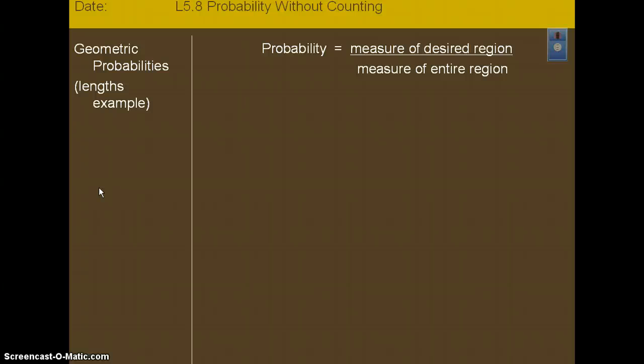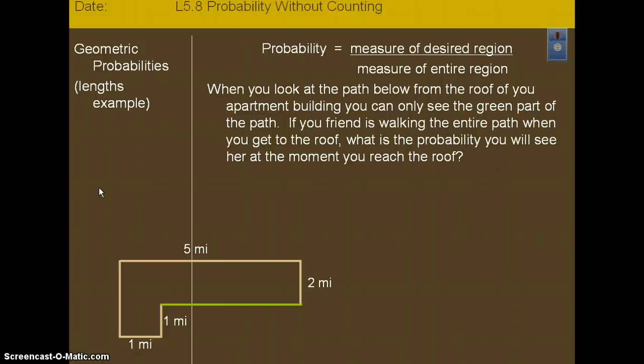Taking a look, this can also be done if we're talking about lengths. So here we have an example of lengths. When you look at this path below from the roof of your apartment building, you can only see the green portion of the path. If your friend is walking the entire path, when you get to the roof, what is the probability that you will see her at the moment that you reach the roof?